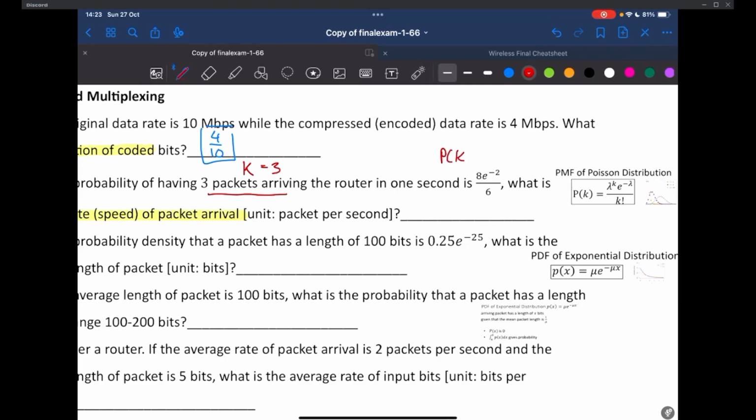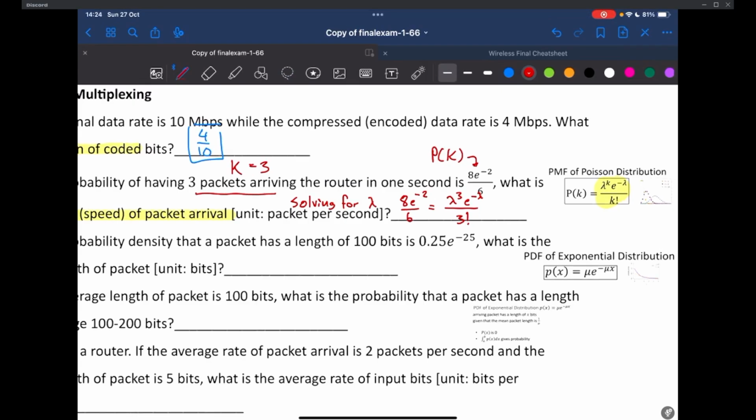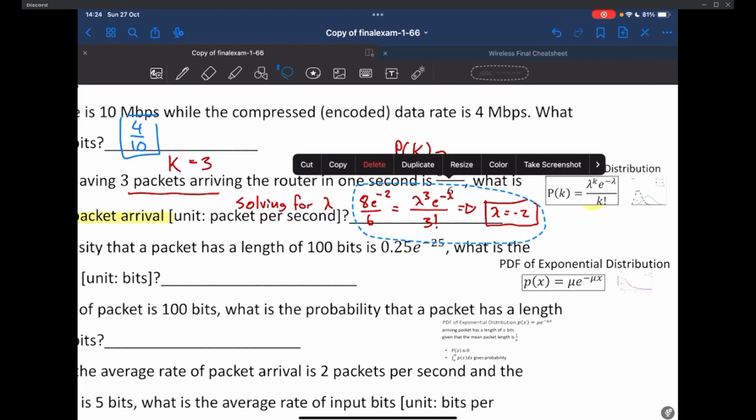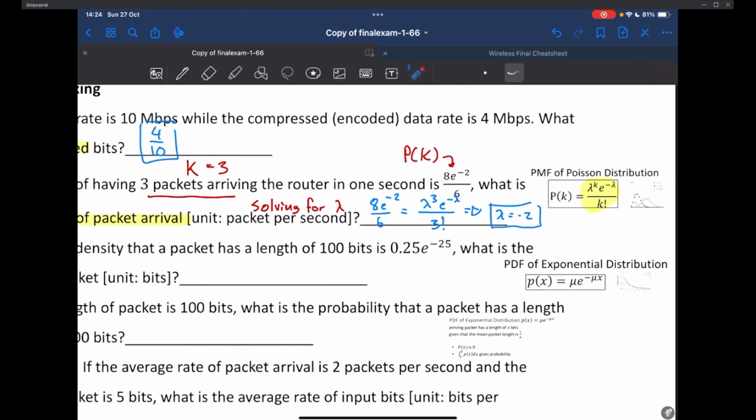So it's K. And we are solving for the lambda in this equation. So to write it out, we have 8e^-2 divided by 6 is equal to lambda^3 times e to negative lambda divided by 3 factorial. Just by looking at this, you can use common sense to figure out what value would be up here to get this. You notice that e is to the power of negative 2 here, right? It's the e to the negative lambda. So we can predict that lambda is equal to 2, which if I plug it in, it will be correct. So that's one way you can do it.